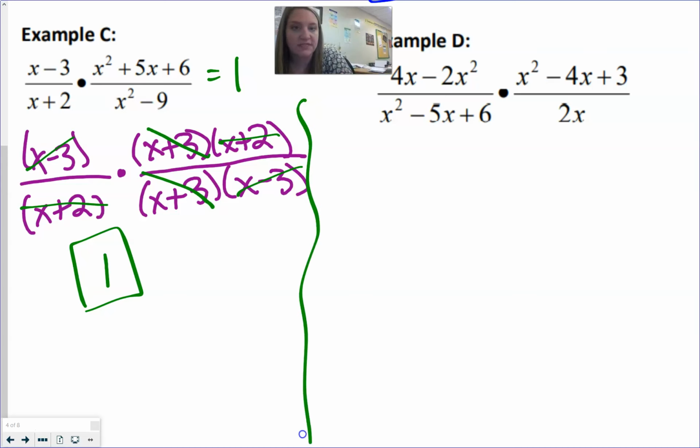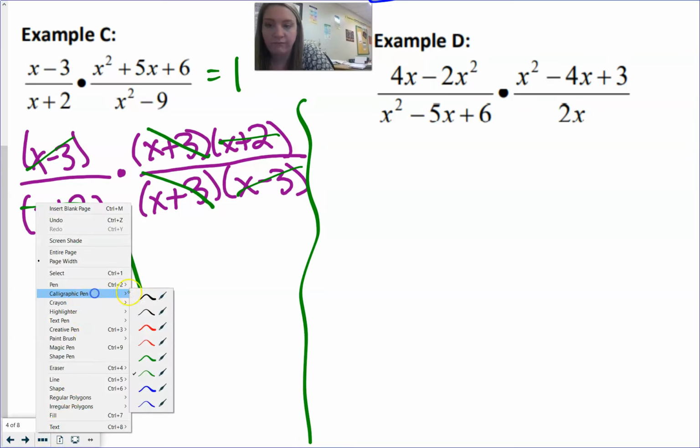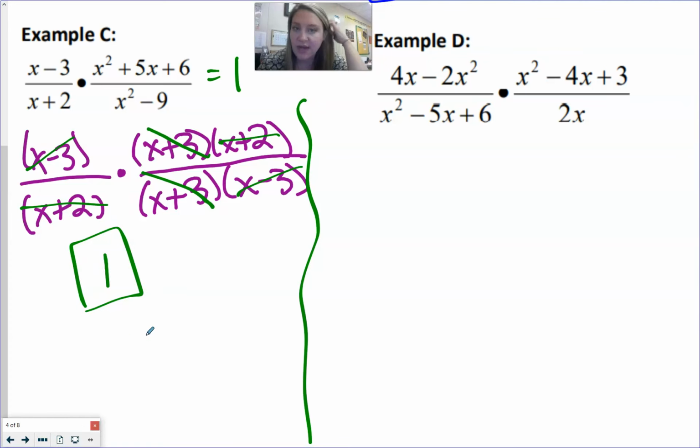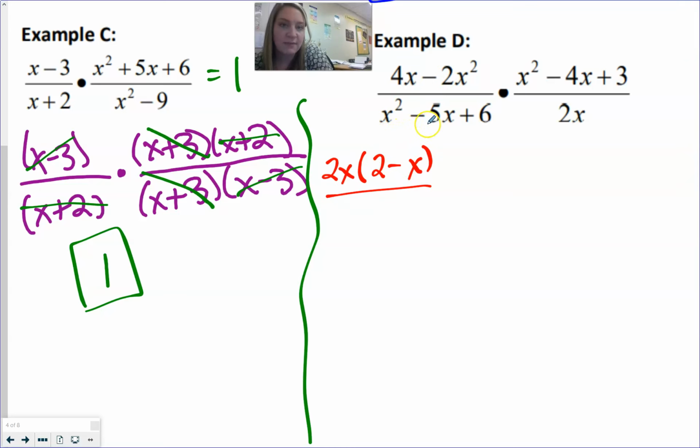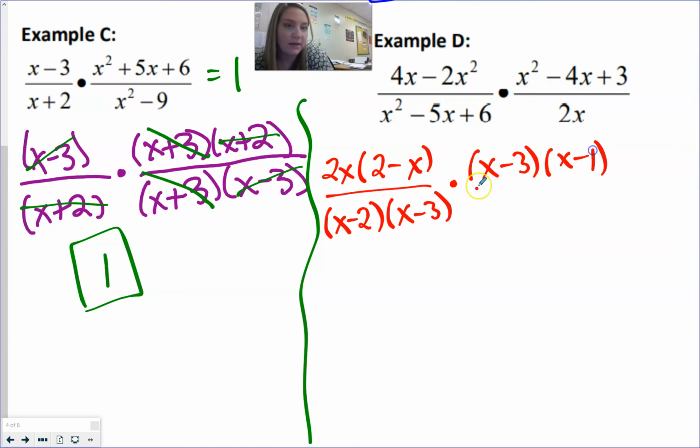All right, let's go over here to example D. All right, we have 4x minus 2x squared. I'm going to divide a 2 and an x out of all of that. That leaves me with a 2 and then a minus x in my numerator. Here, x squared minus 5x plus 6. So multiplies to give me 6, adds to give me a -5. We're going to do -2, -3 for this one. All right, over here, multiplies to give you 3, adds to give you -4. That's going to be -3 and -1. And then my denominator has a 2x. Okay. So everything is factored.